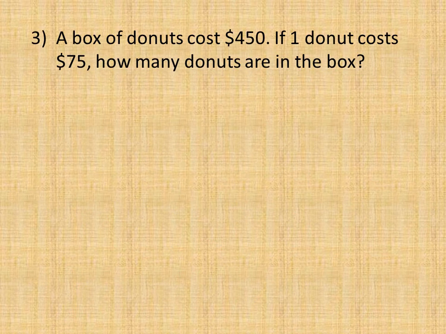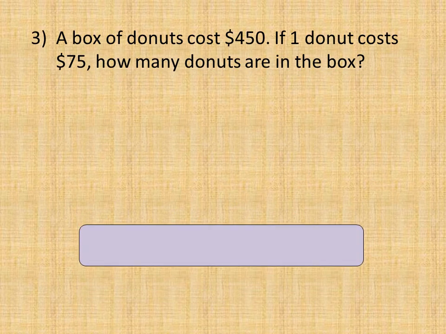Let's look at this example. A box of donuts costs $450. If one donut costs $75, how many donuts are there in the box? So an entire box costs $450, and one out of the box costs $75. So how many donuts are in the box?